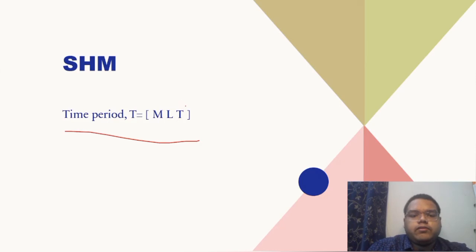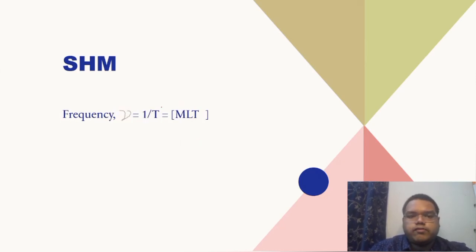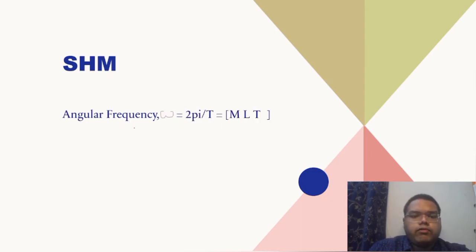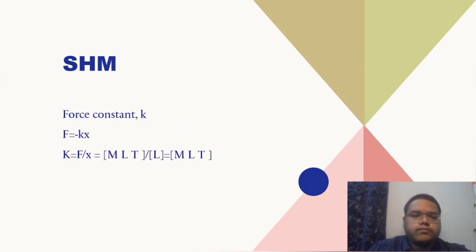Time period T will be T to the power 1, M to the power 0, L to the power 0. Next, frequency will have the dimension of 1 by T, so T to the power minus 1, M to the power 0, L to the power 0. Angular frequency will have T to the power minus 1, L to the power 0, M to the power 0.